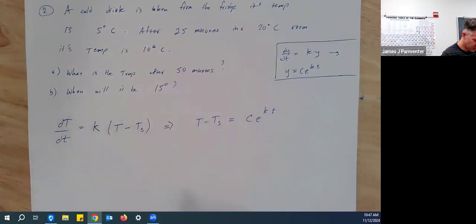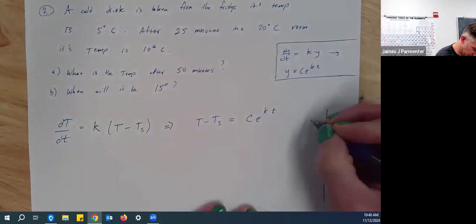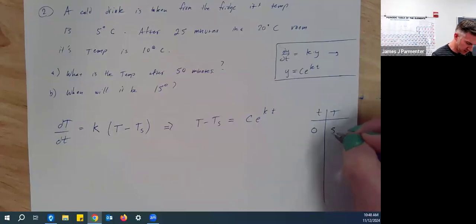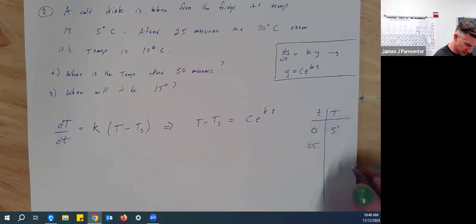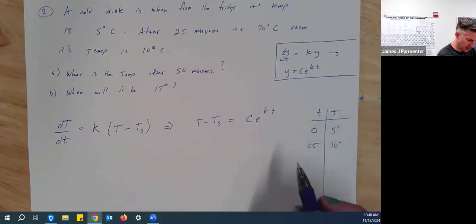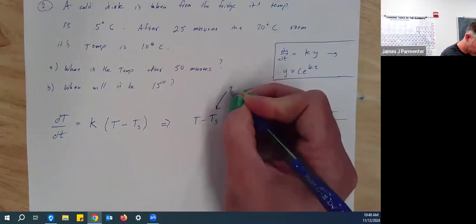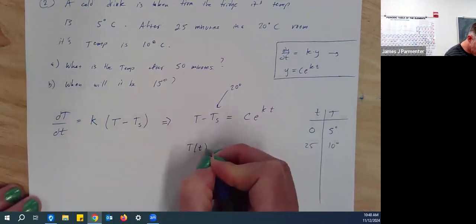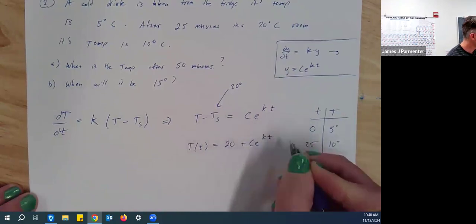So reading this question, we know that the cold drink is taken from the fridge, temperature is 5 degrees. So I'm going to make my little table that I usually like to make. I know that at time 0, the temperature of my beverage is 5 degrees. And then 25 minutes later, the temperature of my beverage is 10 degrees. And then I know that the surrounding room is a balmy 20 degrees Celsius. So that's my T_s. So we know that the temperature at time t is equal to 20 degrees plus Ce^(kt).